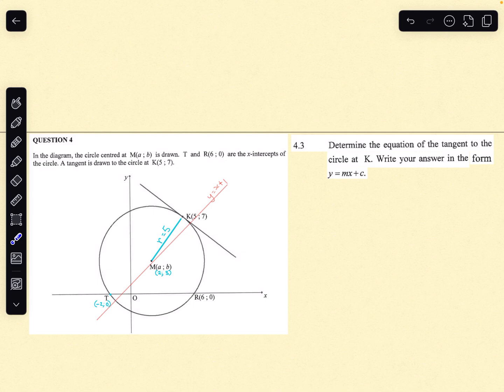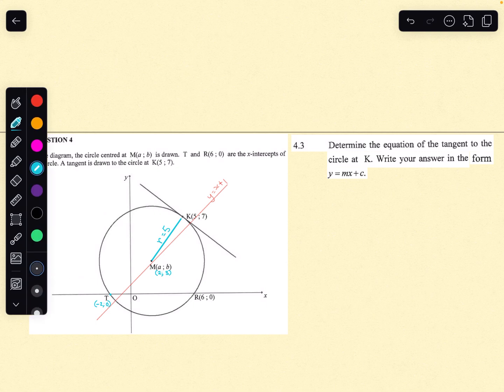Okay, so we are able to find the gradient of the tangent using the fact that the angle between the tangent and the radius is a 90. So we can use the relationship of perpendicular lines to figure out the gradient of this perpendicular line. And then from there we know that the point K lies on the tangent, so we can sub that in to figure out the y-intercept of the line. Okay, so let's do that.